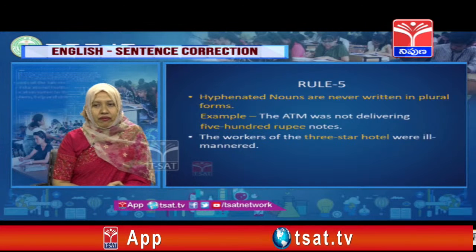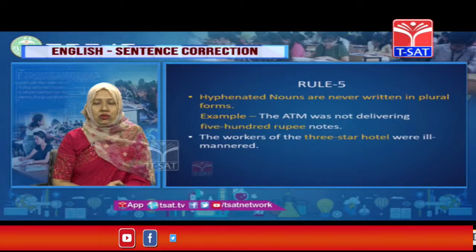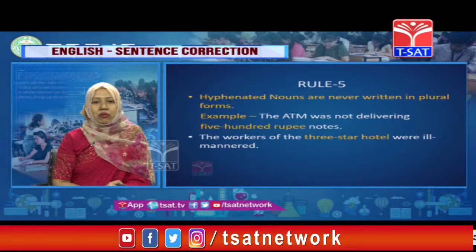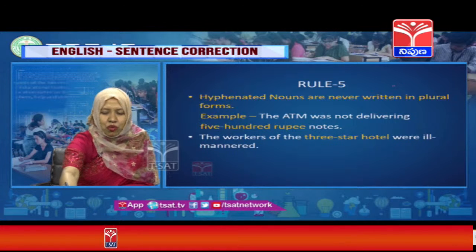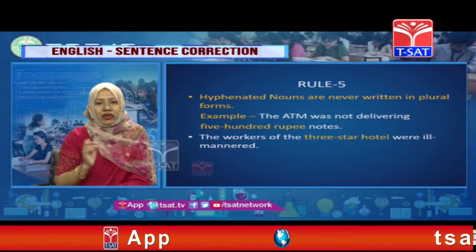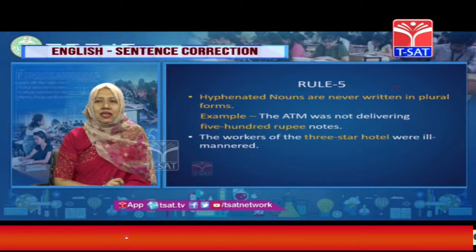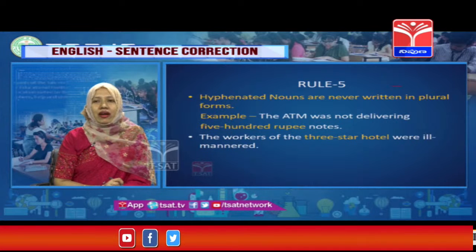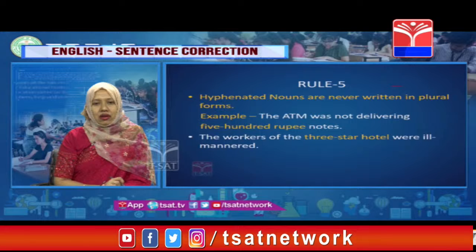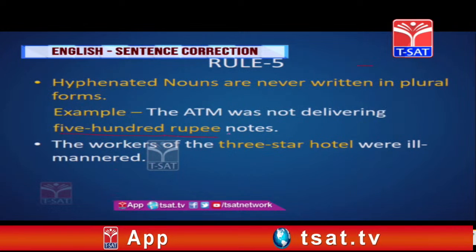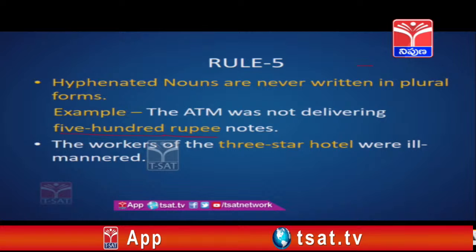Coming to rule 5. Hyphenated nouns are never written in plural forms. Now remember, hyphen means a small dash between two words. Now let us take an example. The ATM was not delivering 500-rupee notes. Now in this example, we talk about 500-rupee notes. 500 rupee is one note.